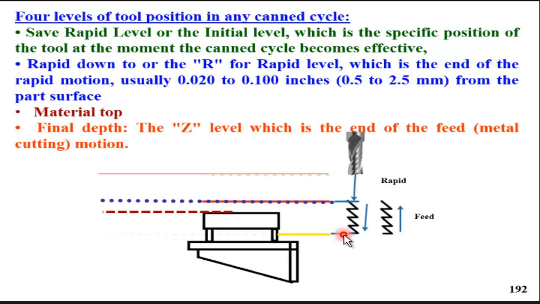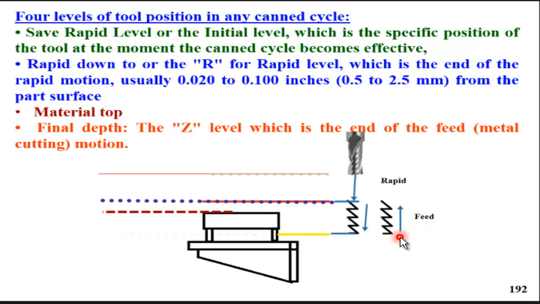So whenever it ends the process, it comes to what we call the Z level. The Z level is the final travel of the tool movement with a feed value. After this Z level, the tool will retract again. The retraction could be varied, could be rapid retraction, could be with feed value, whatever.